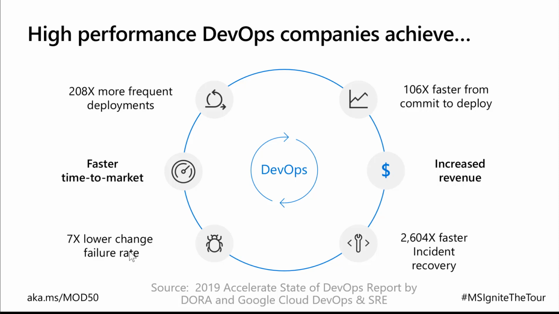versus having to make sure that everything happened in an expected way. And if something does go wrong, on the off chance that it does, they have, in this particular case, 2,604 times faster incident recovery, meaning they can roll back, they can fix things easier, and there's very little or no downtime when something does go wrong, because things still go wrong, but you want to make sure you have systems and processes in place to account for that.